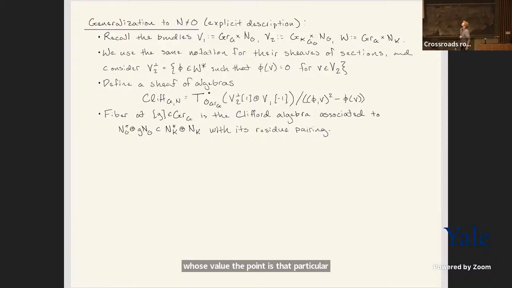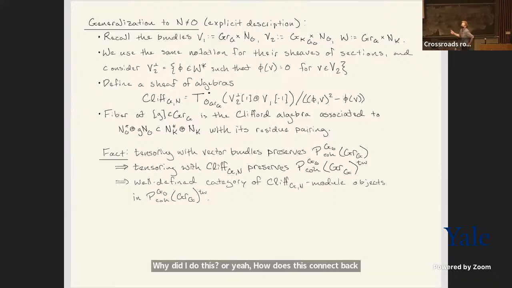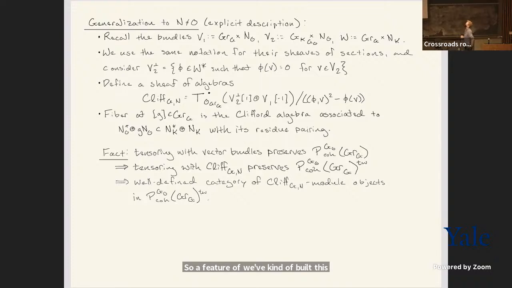All right, so why did I do this? Or how does this connect back? So a feature of the perverse coherent T structure is that it's preserved by tensoring with vector bundles. Okay? So we've kind of built this, maybe a clearer way to say what this twisted perverse T structure is about. We've modified things exactly so that it's preserved by tensoring now with the vector bundle whose C star weight matches its cohomological degree.